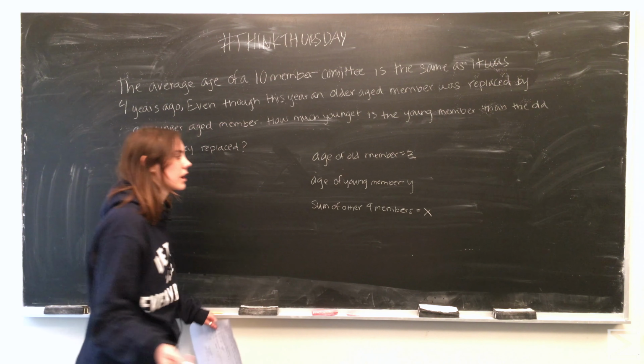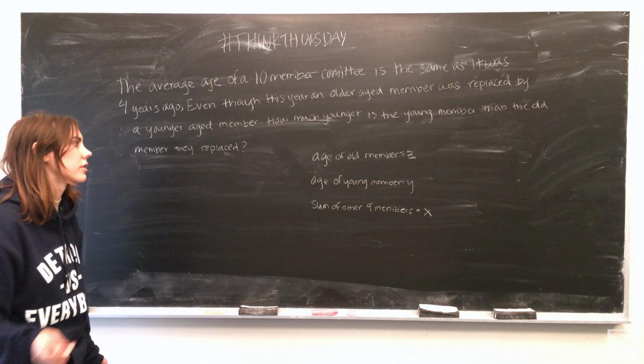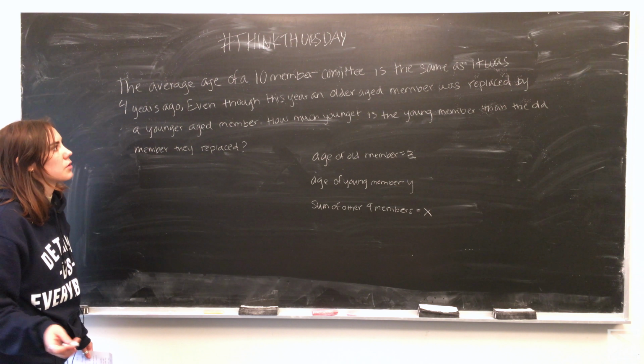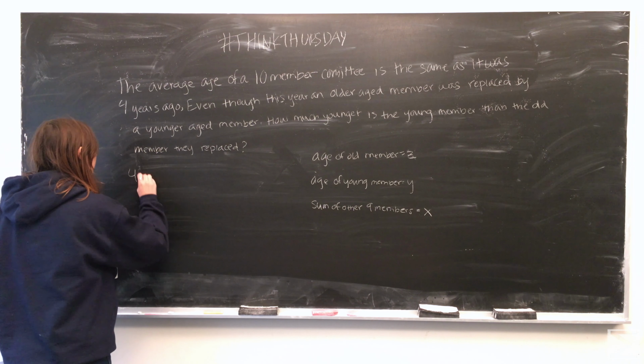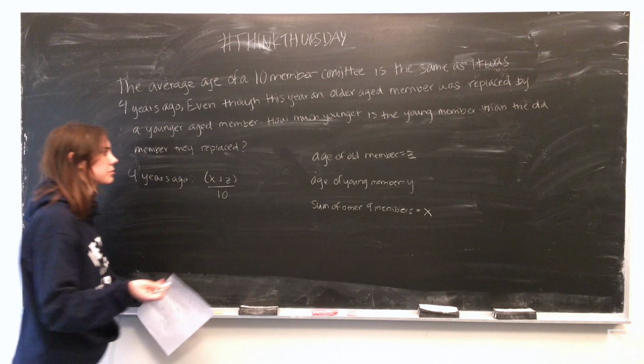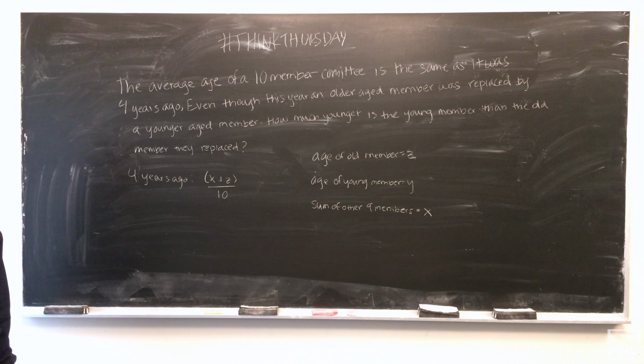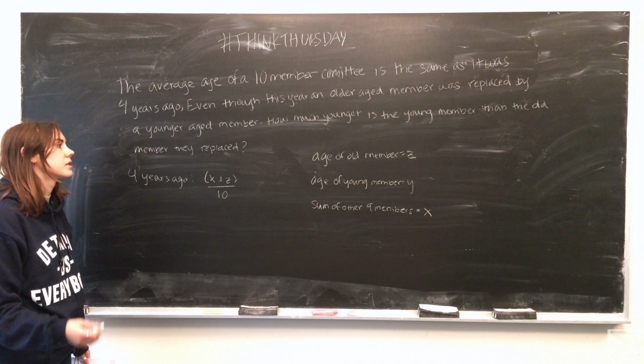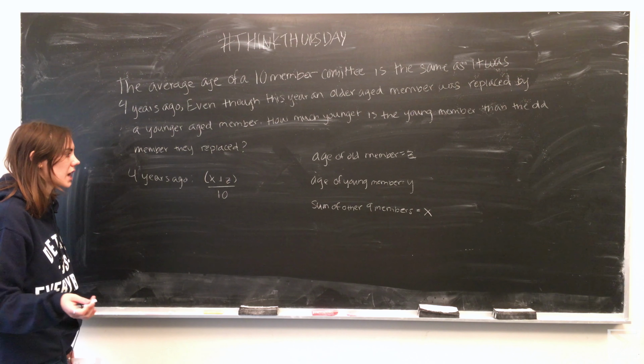So now that we have these variables, we can write some equations for the averages. So writing an equation for 4 years ago. This one's pretty easy. It's just the sum of the age of the other 9 members, X, plus the age of the old member, Z, over 10.